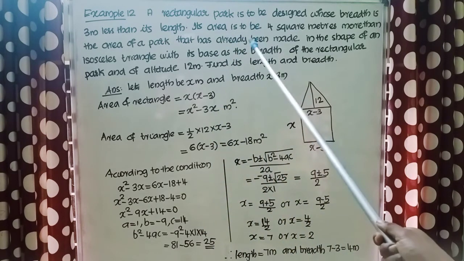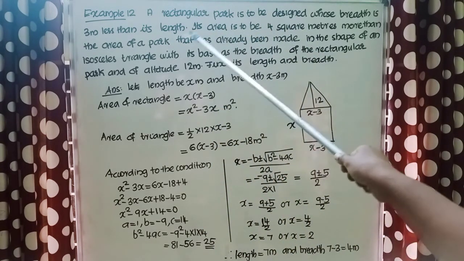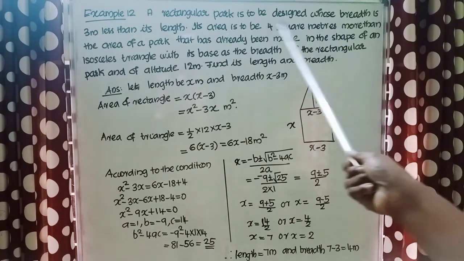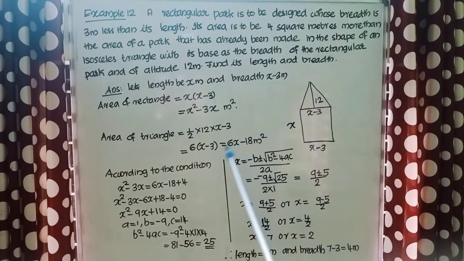Then it is given the area of rectangle is 4 square meters more than the area of isosceles triangle. So we can write x square minus 3x is equal to 4 more, that is 6x minus 18 plus 4. Taking the values to left side we get x square minus 3x minus 6x plus 18 minus 4 equal to 0. That is x square minus 9x plus 14 equal to 0.